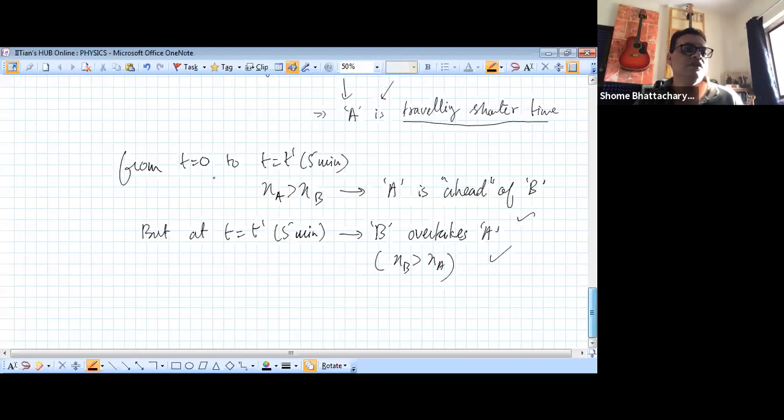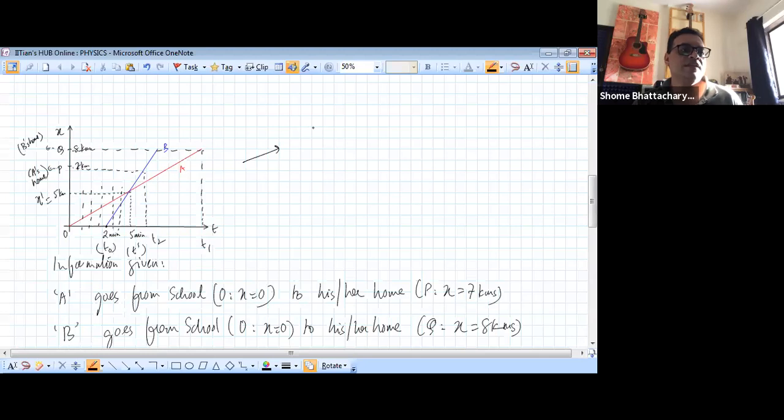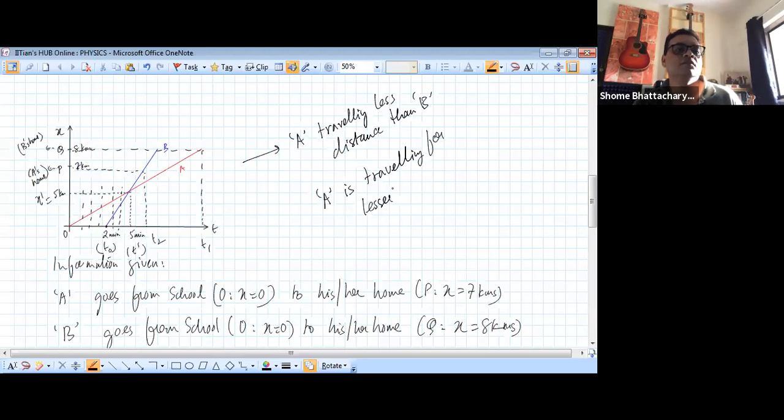So now we can see essentially what all information I'm getting from this graph. I'm getting the information that overall A is traveling less distance than B. But B is traveling for longer time, so A is also traveling in lesser time than B. And I can also see that B overtakes A at some time.